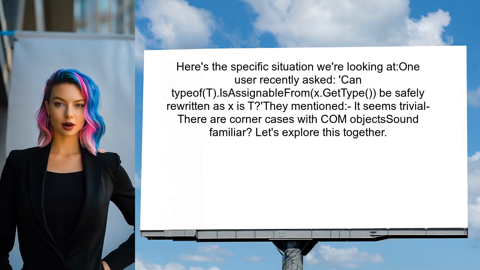Here's the specific situation we're looking at. One user recently asked, can typeof(T).IsAssignableFrom(x.GetType()) be safely rewritten as x is T? They mentioned that while it seems trivial, there are corner cases, especially with COM objects, that could complicate things. Sound familiar? Let's explore this together.